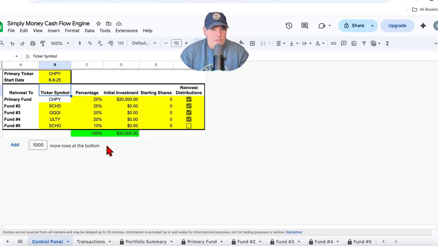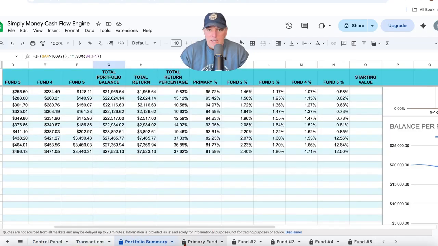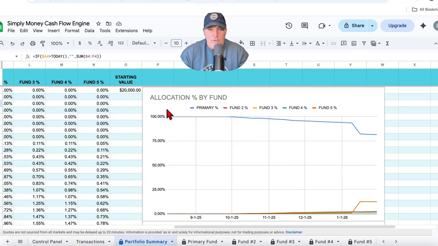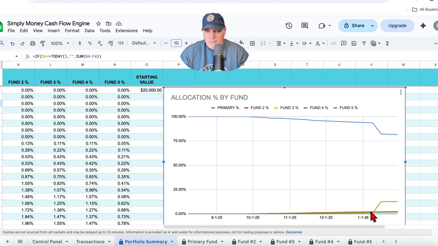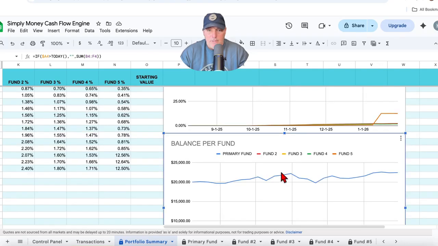What are your thoughts on this, watching this with this transaction routing? Do you like seeing how this does? You can see over here, I've added some charts for you. So you can see your percentage by fund. It's a little crowded right now because everything's down here, but you can see as we're going up, SCHG or Fund 5 is going up. Come down here, you have your balance per fund.